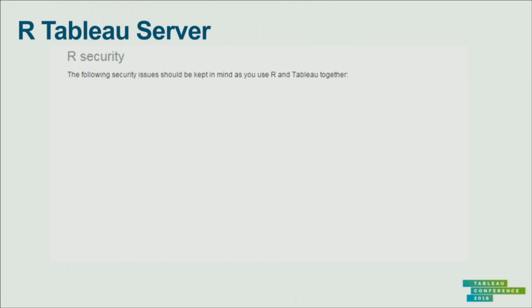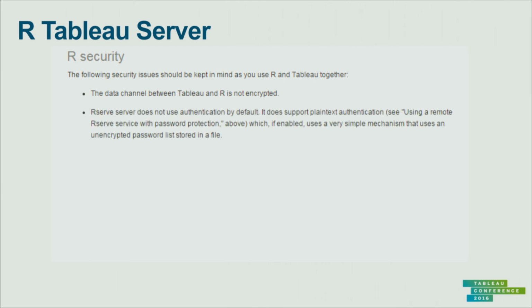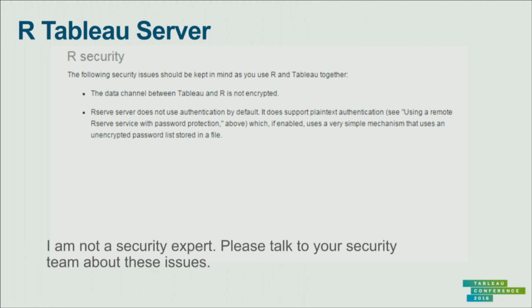R security. The following security issues should be kept in mind as you use R and Tableau together. The data channel between Tableau and R is not encrypted. Rserve does not use authentication by default. It does support plain text authentication, which, if enabled, uses a very simple mechanism: an unencrypted passwords list stored in a file, which, if you talk to your security people, they'll say that's not security. Why does it even bother? We didn't write this. It's open source. And remember, I am not a security expert. Please talk to your security team about these issues.